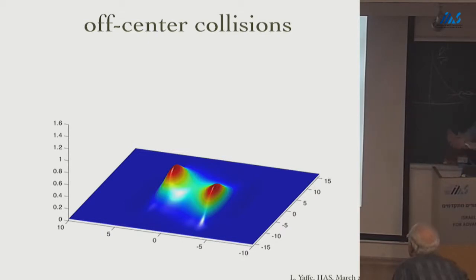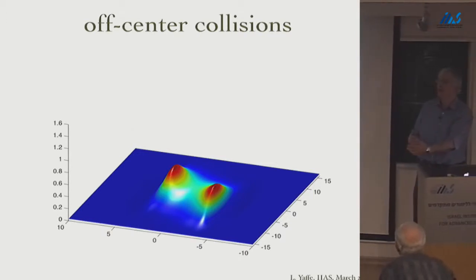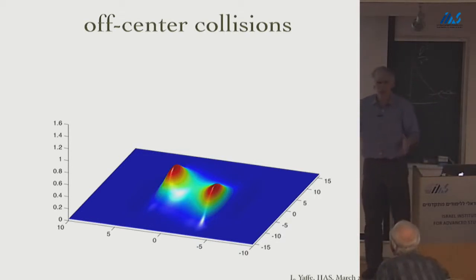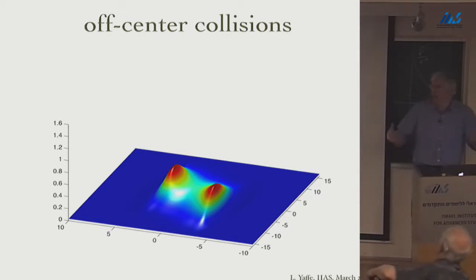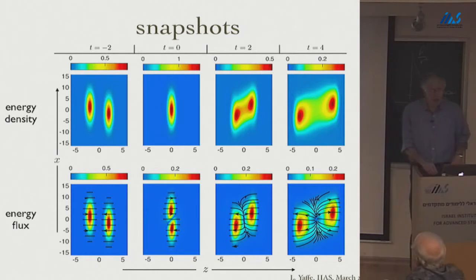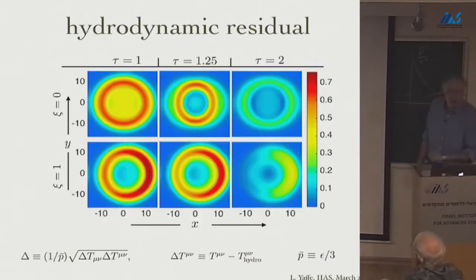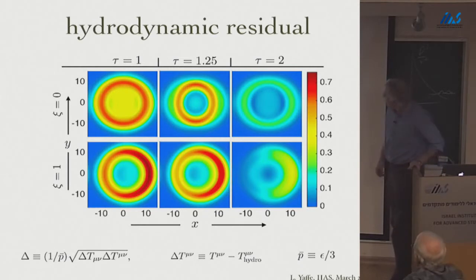It may not seem like that evolved for a very long time, but a key question is simply, have you evolved long enough that you could switch from a description that's full GR to an effective description, which is fluid dynamics? So an obvious question is to say, how accurate is hydrodynamics in describing what comes out? This is just snapshots of what I just showed you: energy density or energy flux.